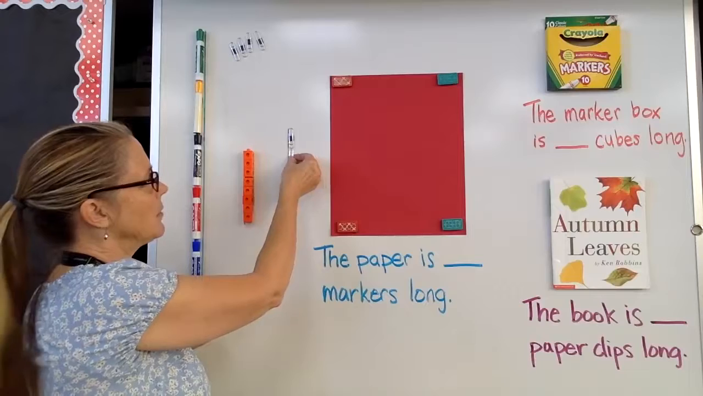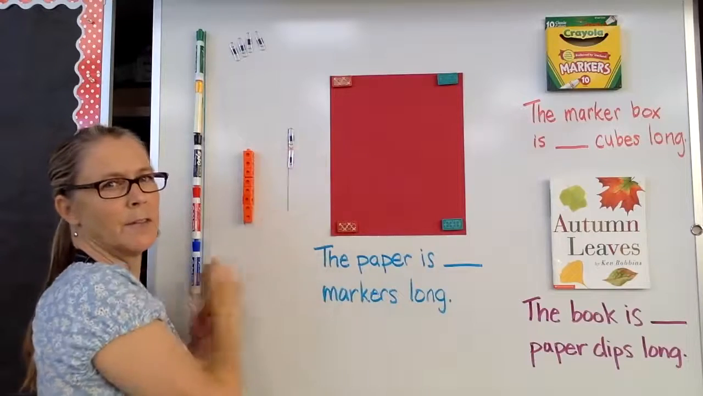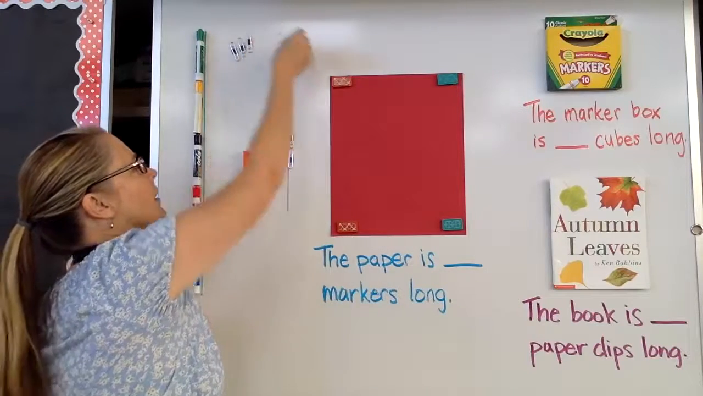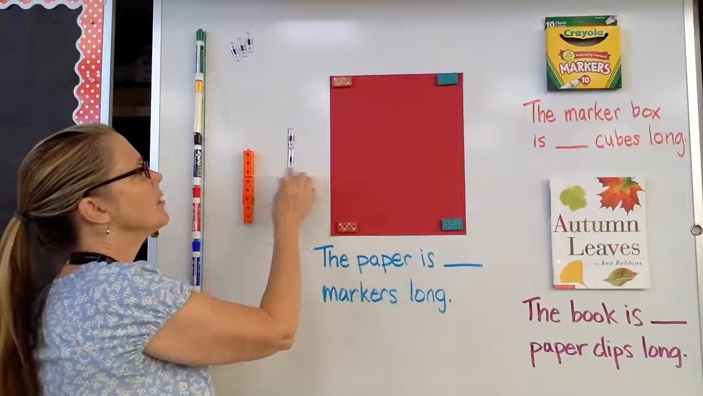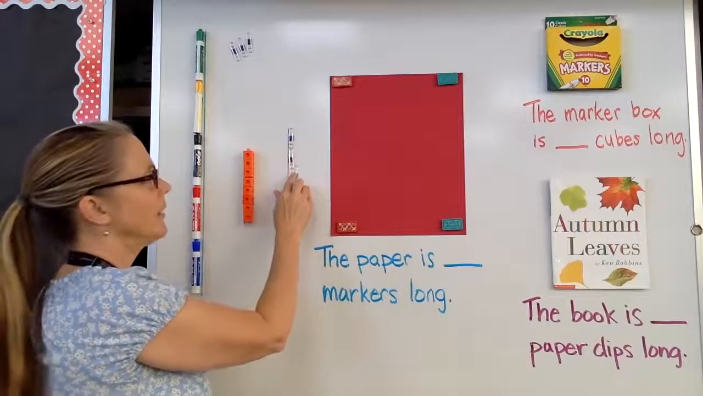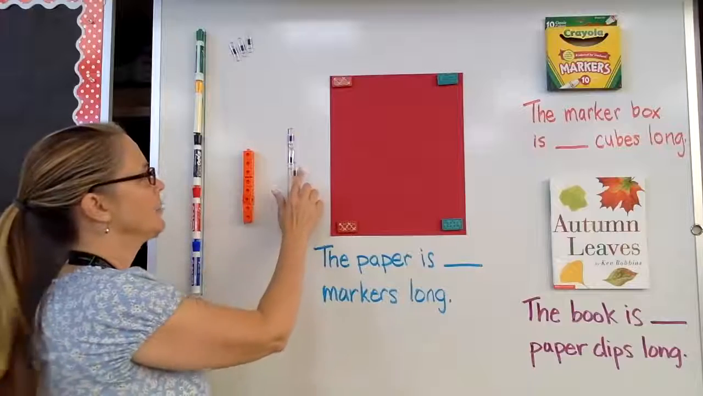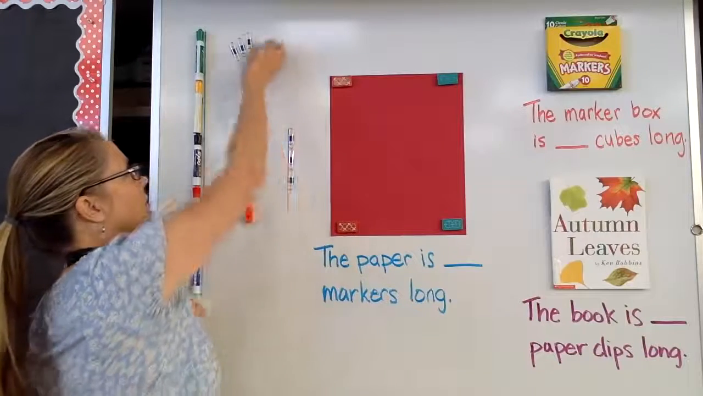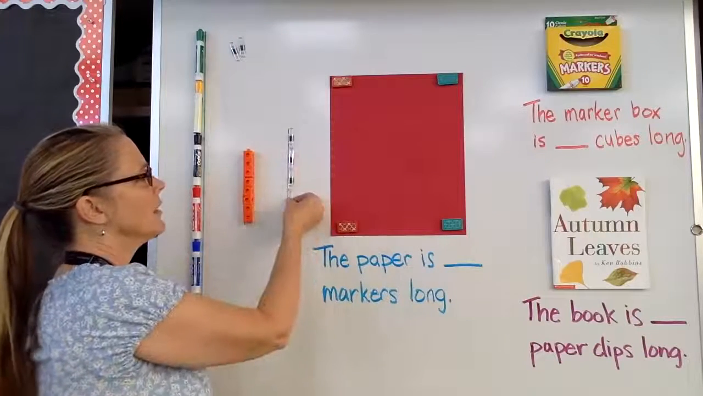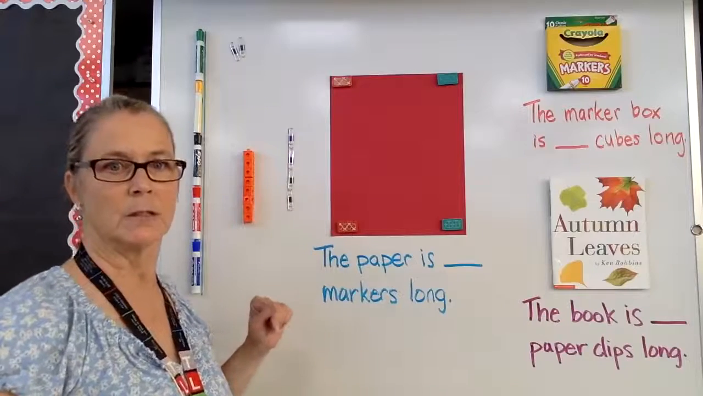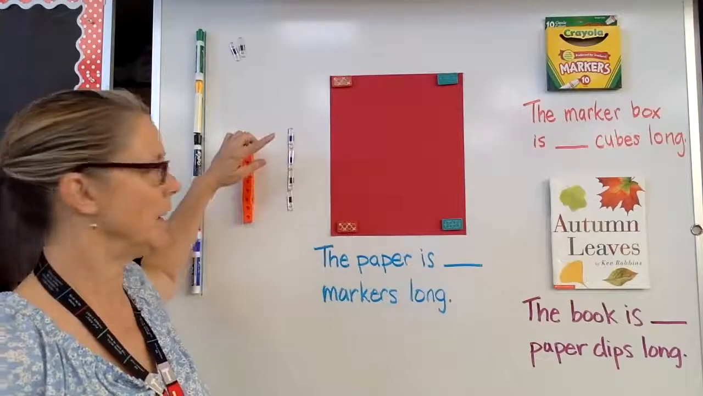And I'm going to make sure that's touching the bottom of the paper clip. And again, another, touching the bottom. They're not overlapping. They can't go like this. They have to be touching in order to get an accurate measurement. Okay, so let's see how many paper clips we have.